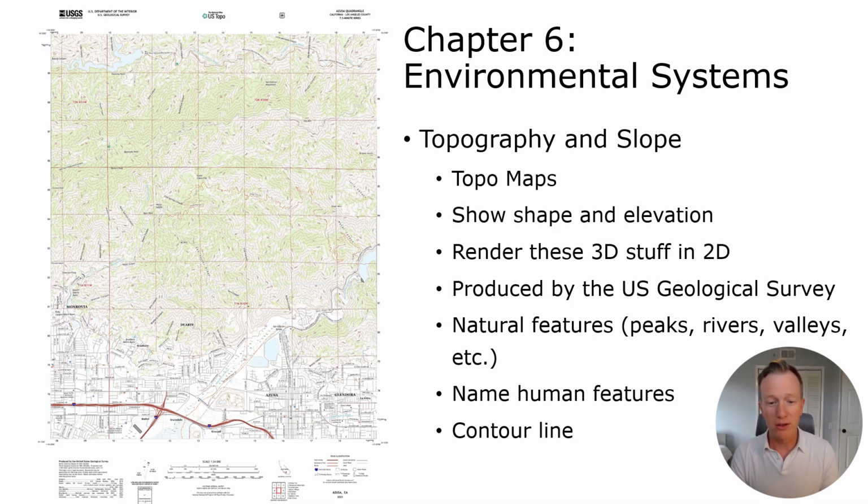These are produced by the U.S. Geological Survey, and it will include a few features. There will be definitely natural features. It'll name different peaks and rivers and valleys. They'll also name some human features to give you a sense of context, and it will have a whole set of contour lines, and that's the main point of the map.